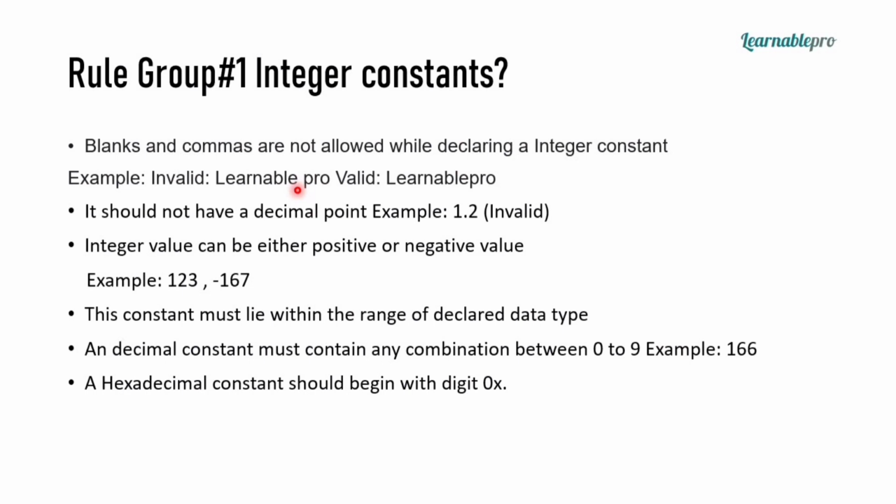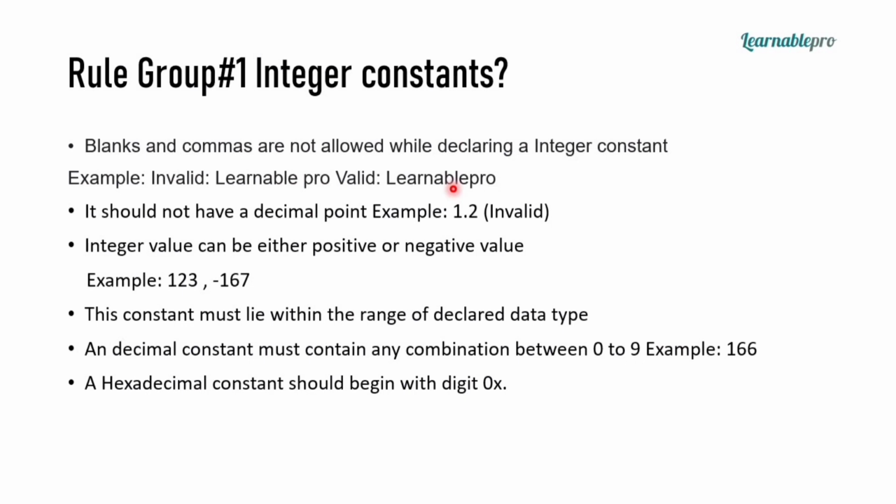Or let's consider Learnable comma Pro. This is an invalid integer constant declaration. The valid declaration will be LearnablePro together. It should not have any blank spaces or commas. Or let's take an example of numerics. It can be 123, but it cannot be 1 2 comma 3 or 12.3.